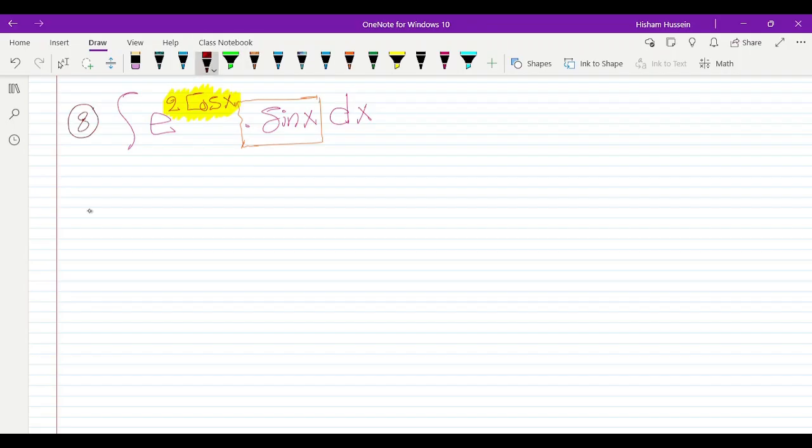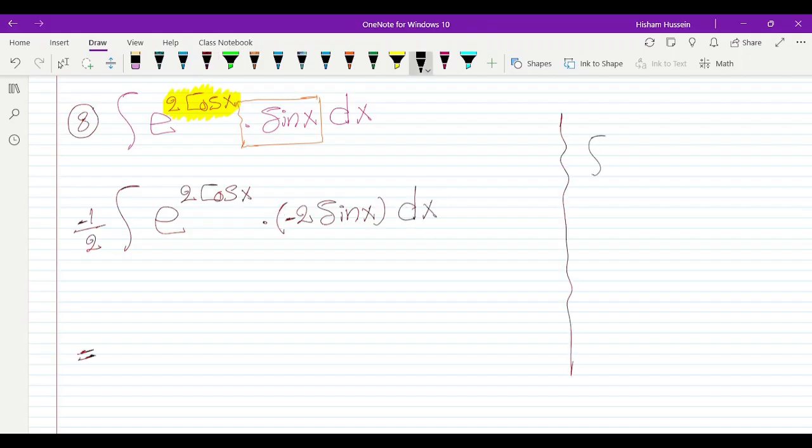divide by negative 2. Here, this is negative half, the integration of e to the power 2 cosine x times negative 2 times sine x dx. Already we know that the integration of e to the power x dx equals e to the power x plus c. So if we have the integration of e to the power of some function times the derivative of this function dx, this equals e to the power of the function plus c.